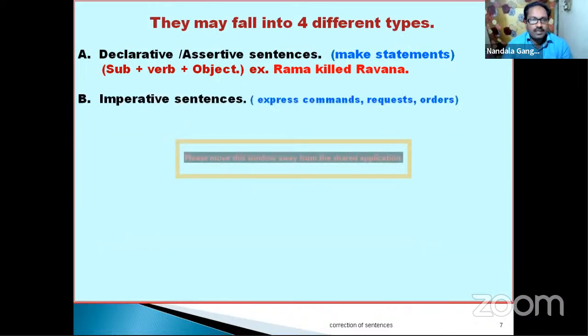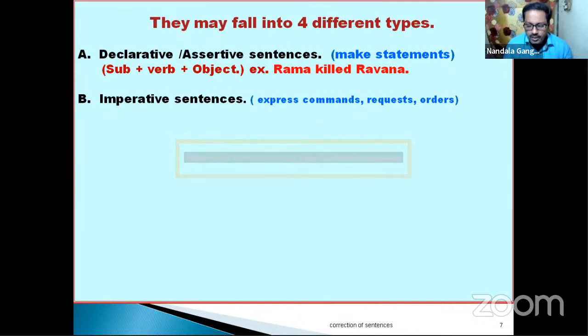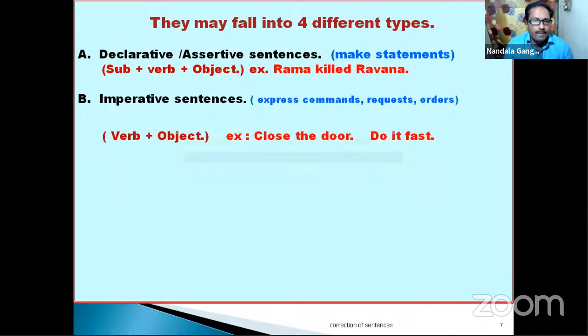The next one is imperative sentences. The imperative sentences always start with a verb. These are used for expressing commands, requests, orders, suggestions and advice. We can use them when we want to advise anyone or when we want to request anyone.